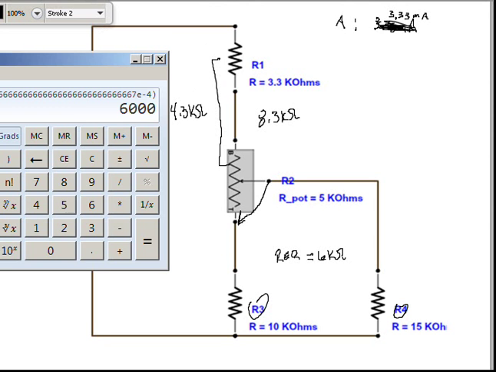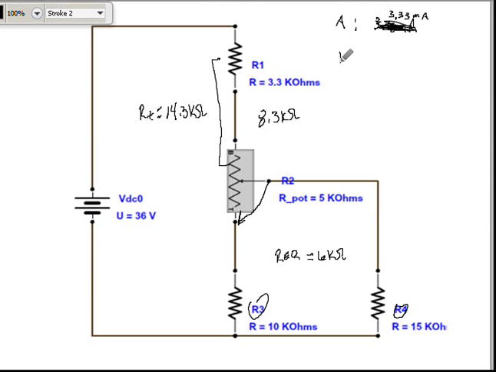So 36 volts divided by 14.3K, or 14,300, equals 2.517, or 2.52 milliamps. So condition B, 2.52 milliamps.